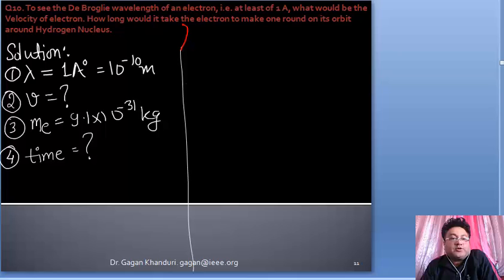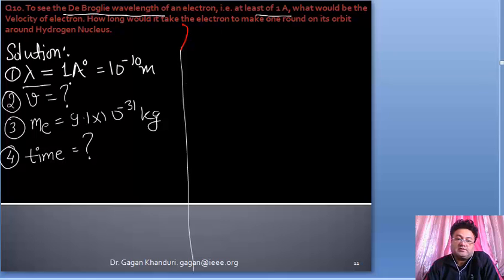Let's do one more numerical on de Broglie wavelength. Suppose we have an electron whose de Broglie wavelength is of the order of 1 angstrom. So it is written here. 1 angstrom is 10 to the power minus 10 meters. What would be the velocity of the electron? So we have to find out the velocity of the electron.